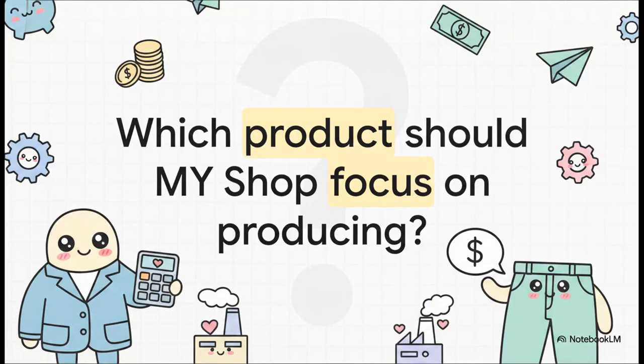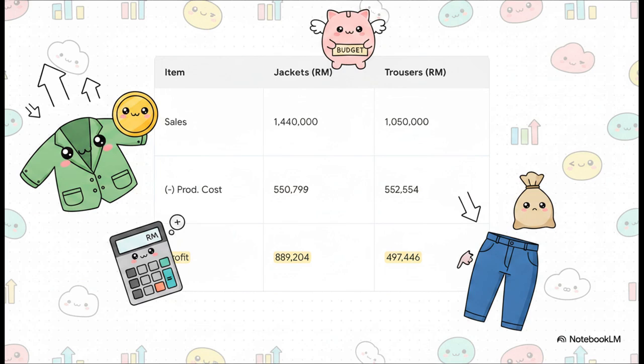Now, before I show you the final answer for our MY Shop example, I want to test you. Based on the calculations we just mapped out, if you were the accountant advising management, which product should MY Shop focus on producing, jackets or trousers? Think about the ultimate goal of the business here. If you said jackets, you are spot on. When we look at the profit statement, taking our total sales value minus our total production cost, jackets bring in a way higher profit. We're talking over 889,000 ringgit compared to just 497,000 for the trousers. So you'd absolutely tell management to focus on jackets to maximize that profitability.